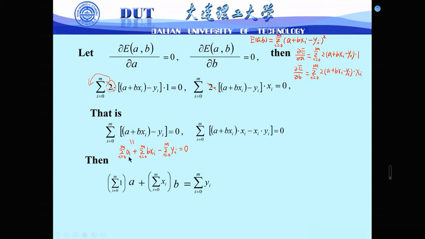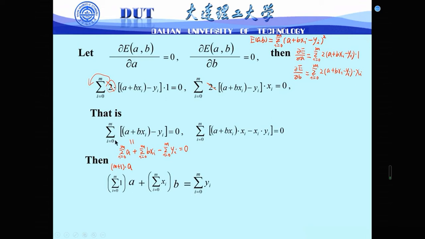Now in the summation, a is constant, a is independent of i. So that means sigma 1, i from 0 to M, actually this should be M plus 1 multiply a. And for this term, because b is fixed, we can draw it out, so the summation of xi, i from 0 to M. Clear? And we move this term to the right side, we obtain the summation of yi, i from 0 to M.